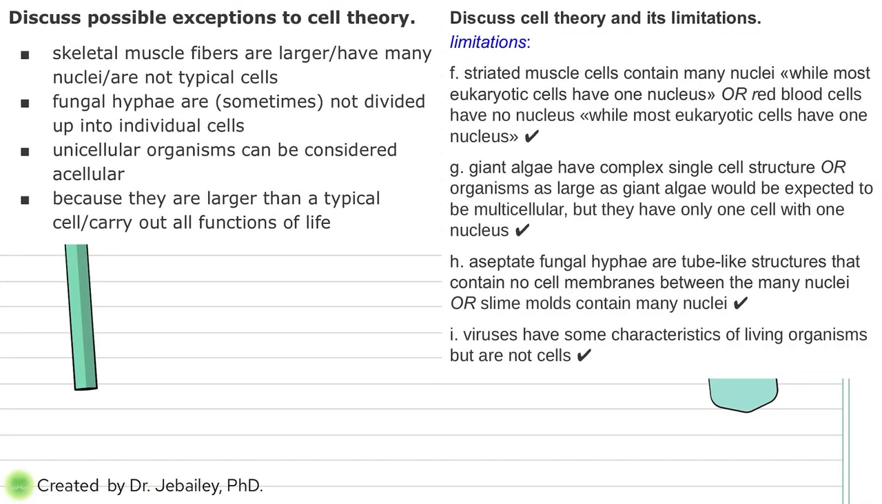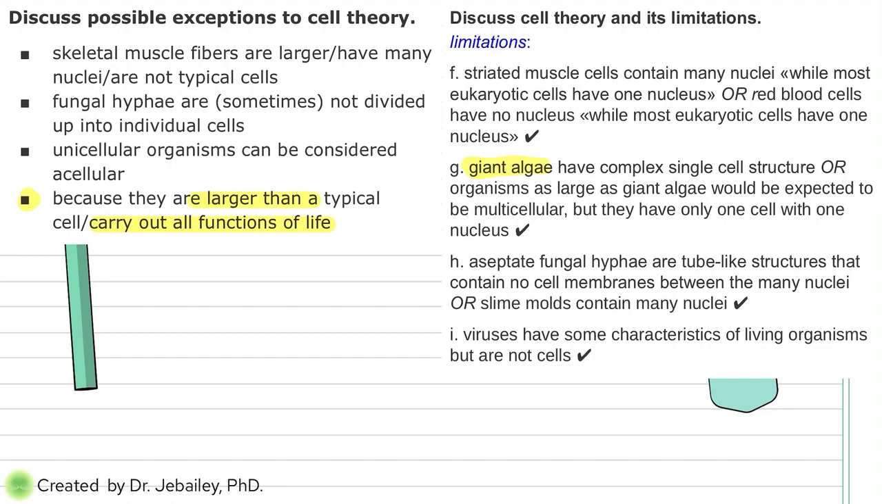Another one, let's see what they have here. They say because they are larger than typical, they carry out functions of life. So basically they're carrying out the functions of life, but they're very large. Who does that remind you of? Algae. It's so huge that usually when you get really huge, you want to split into many cells. But no, this one keeps getting huge and it doesn't split and it still can function. That means it can do nutrition, homeostasis, reproduction, whatever you want.